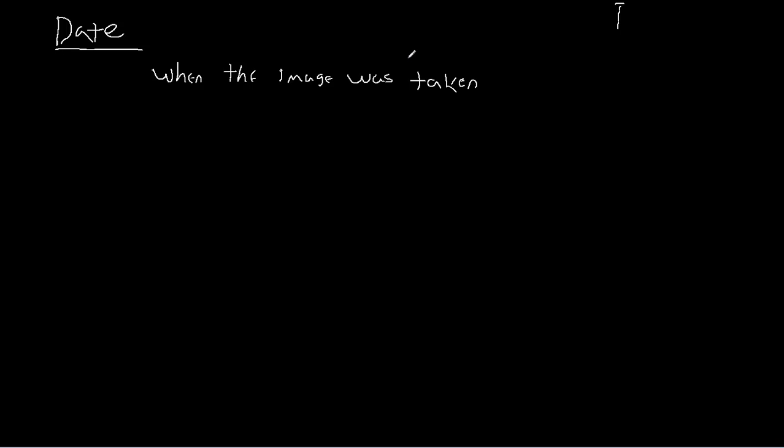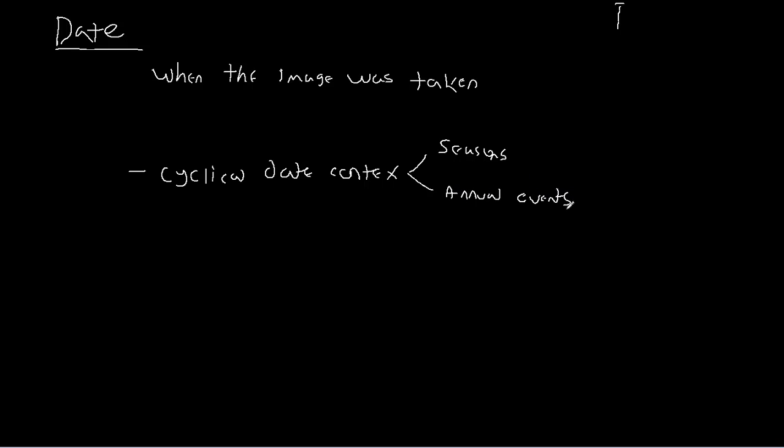And I'm going to go through probably the best example of a cyclical date event. Then I also want to make note that you can have cyclical date context. Right, so this is going to be things like seasons, or maybe annual events. But then you can also have specific date context.